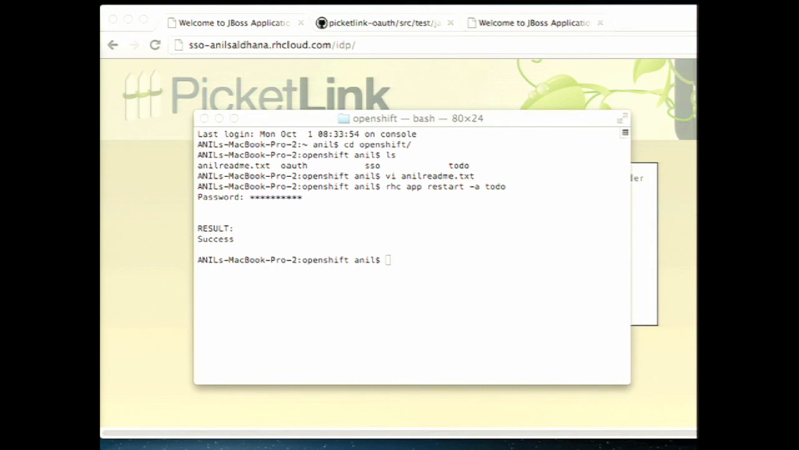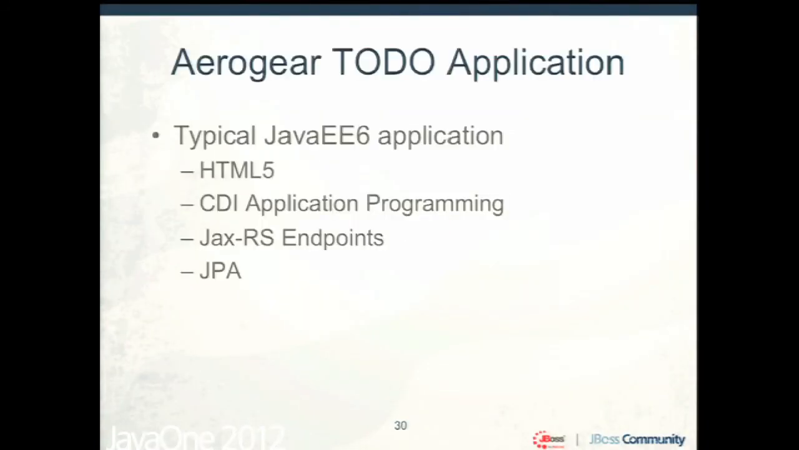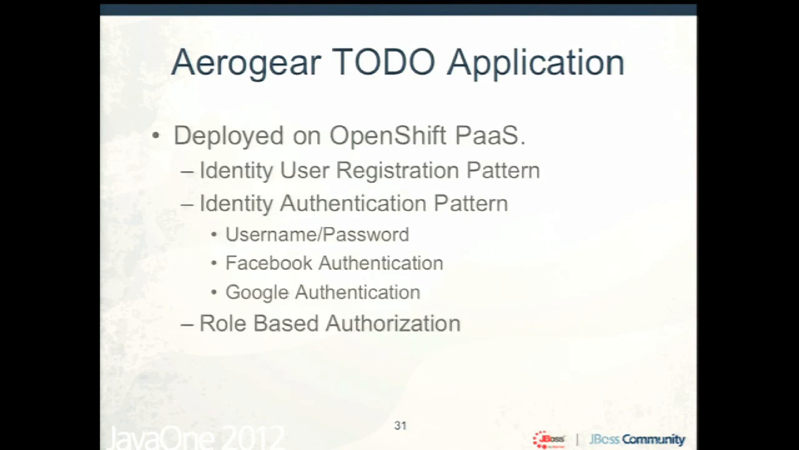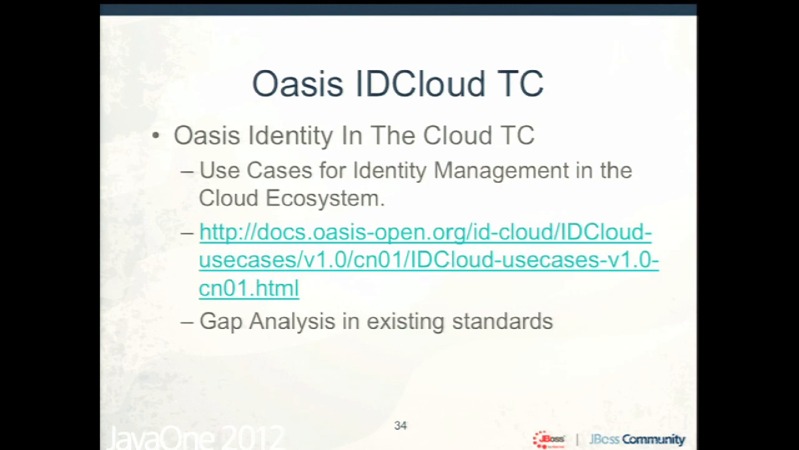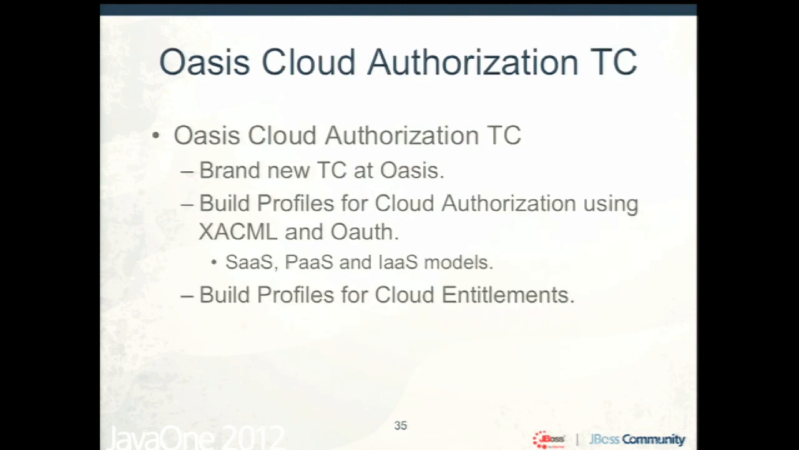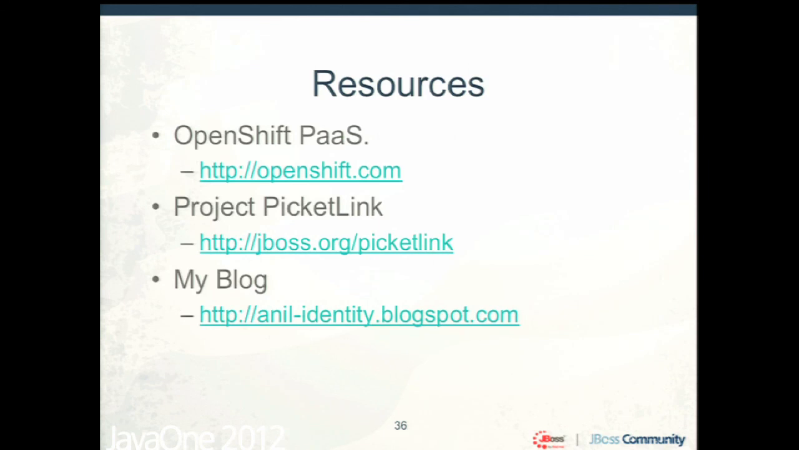I have some resources to show. The app is HTML5, CDI, JAX-RS endpoints. It's deployed on OpenShift. Relevant standards: 351 is currently happening, mainly for attributes. This is a technical committee I lead at OASIS for identity management. There's a use case document you can use. This is a brand new TC that's going to happen soon for authorization in the cloud. Please do take a look at my blog for resources, and you can Google my name for many other presentations on SlideShare. Hopefully, this should be available through the JavaOne site, and I might also put it on SlideShare.